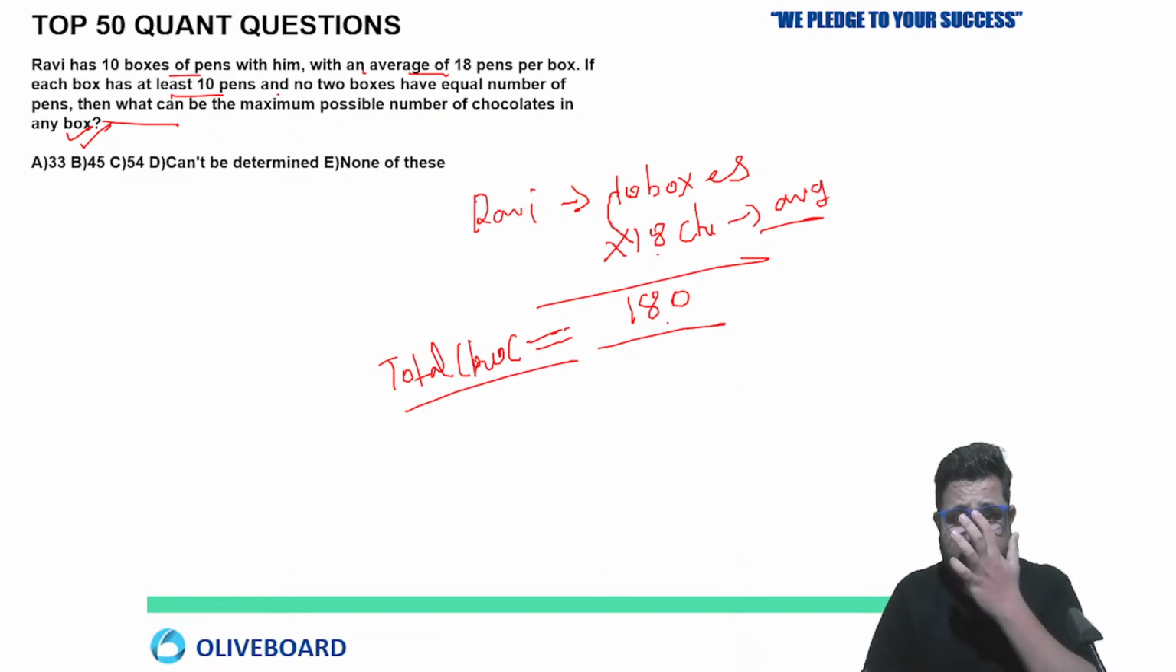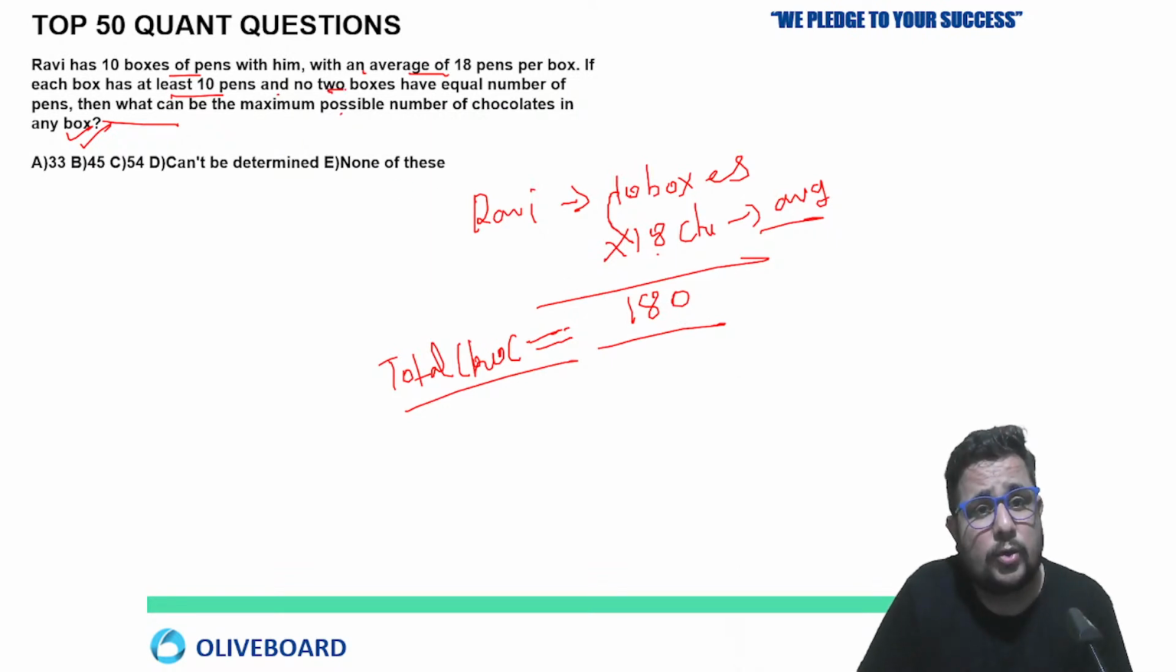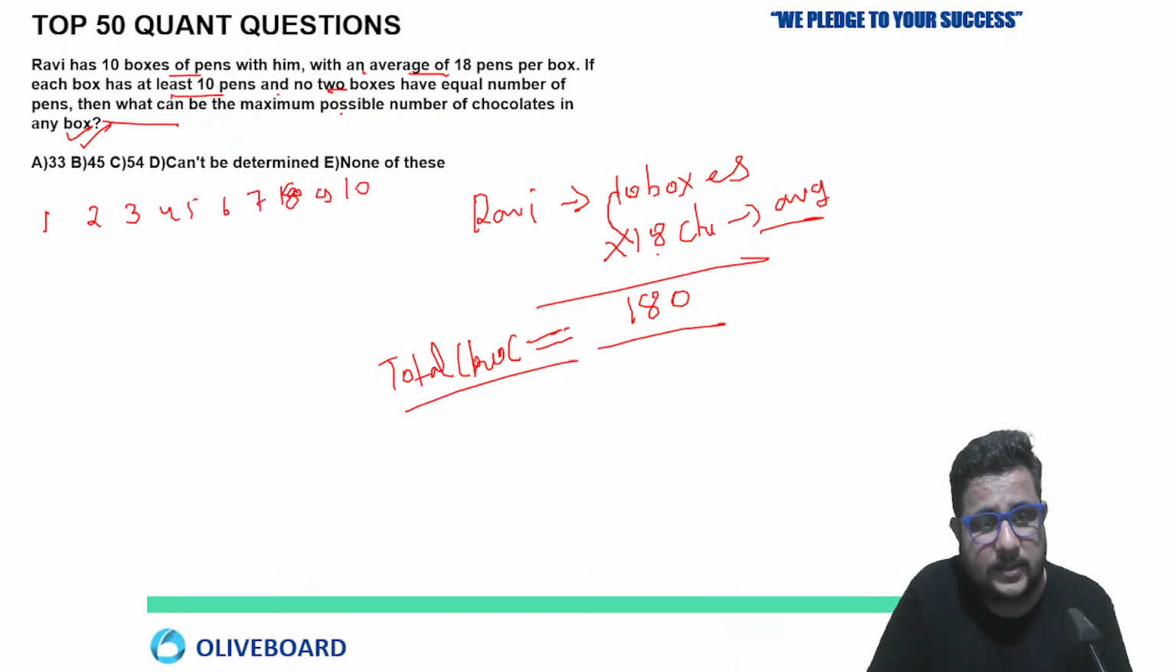Now after this, what are they saying? No two boxes have an equal number of pens. Means if I say there are a total of 10 boxes, first, second, third, fourth, fifth, sixth, 7th, 8th, 9th, 10th. 10 boxes are there.